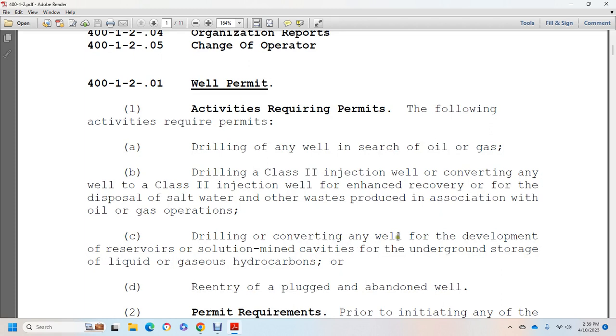C, drilling or converting any well for the development of reservoir solution mine cavities for the underground storage of liquid and gaseous hydrocarbons, or re-entry of a plugged and abandoned well.